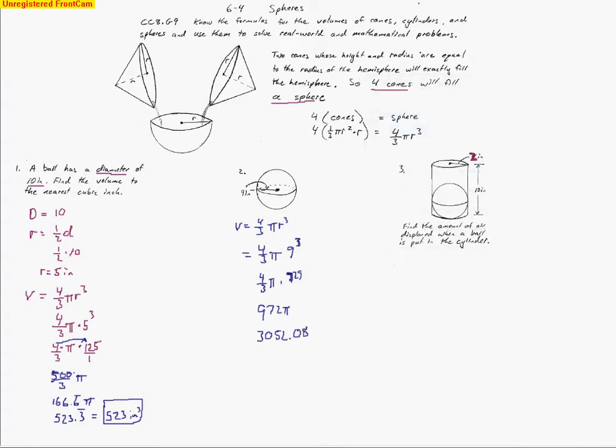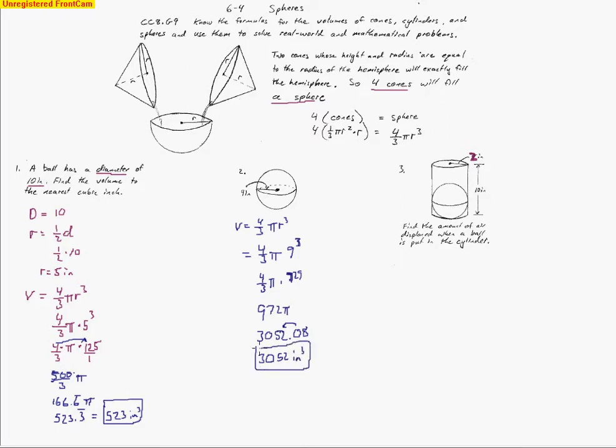And this problem doesn't say round to the nearest cubic inch, but if we did round to the nearest cubic inch, I'll go ahead and do that. I look at the 0 and it's not big enough to round that up, so I'm going to leave it as 3,052. And these are inches to the third power.